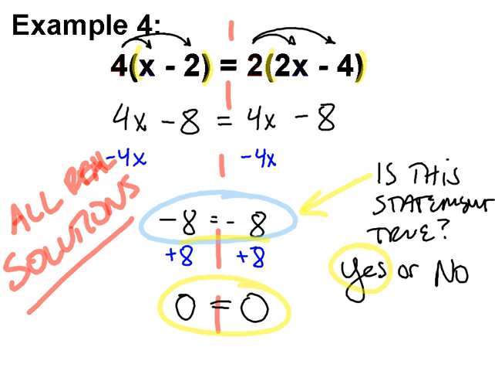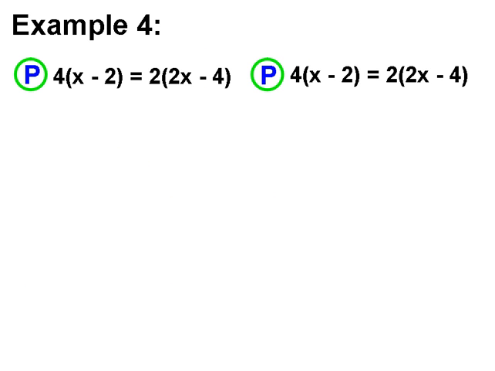All right, so what I want to do now is continue with this example and really prove to you what this whole idea of all real solutions means. So I want to do two proofs. First, we're going to pick a random negative number. So let's try negative 3. We're going to plug negative 3 into our equation.